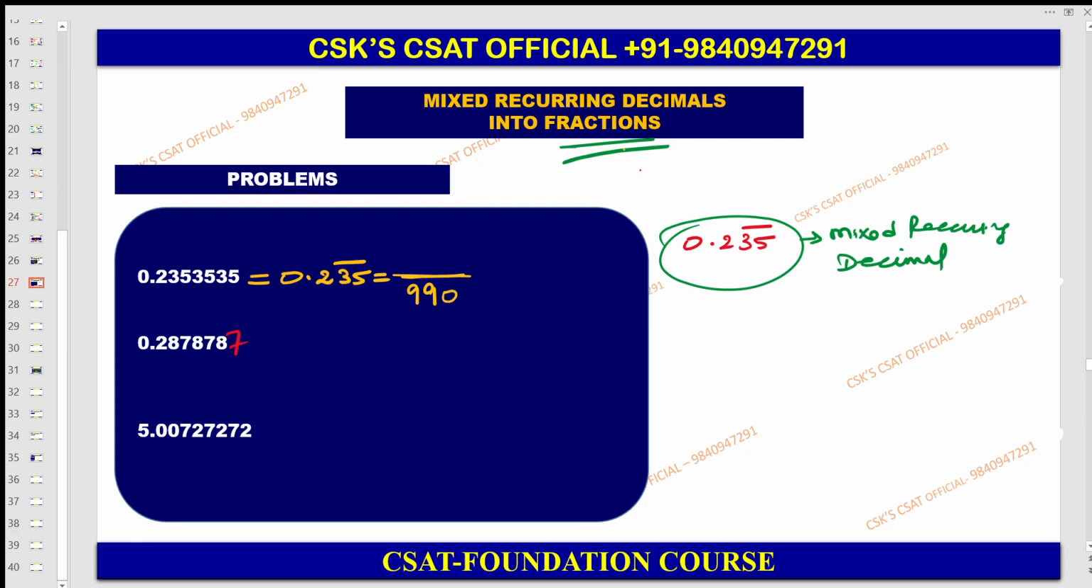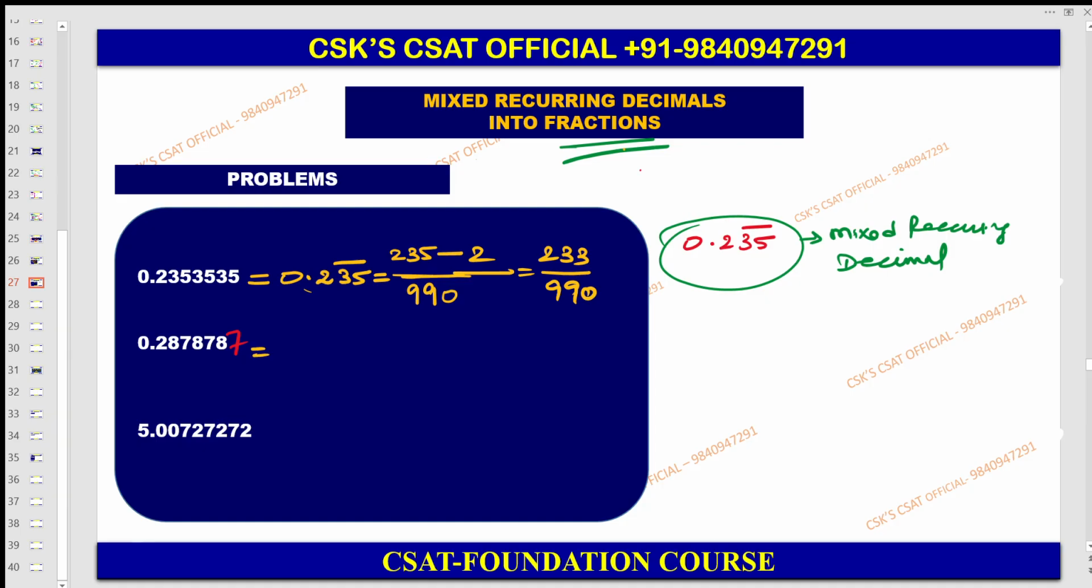Now you have to write the total here in the numerator, 235 minus non-recurring. So what is the non-recurring? 2. So therefore 233 by 990. After this you can do the simplifications. Okay, learn the procedure and then you can do the simplification also.